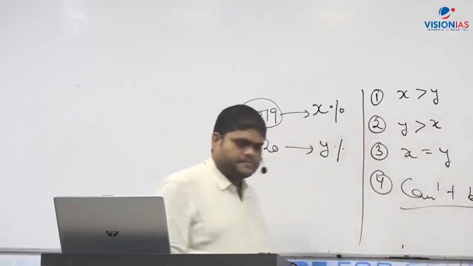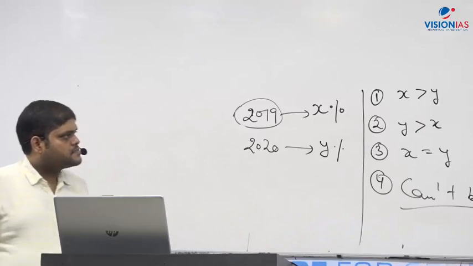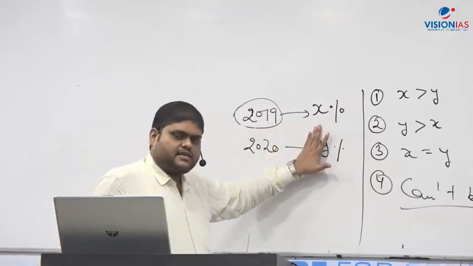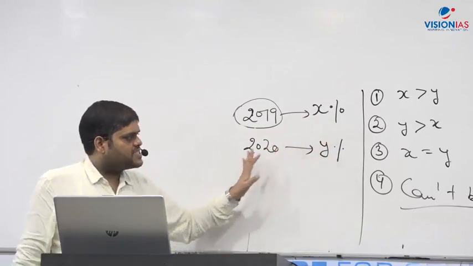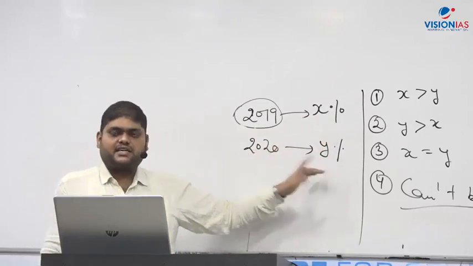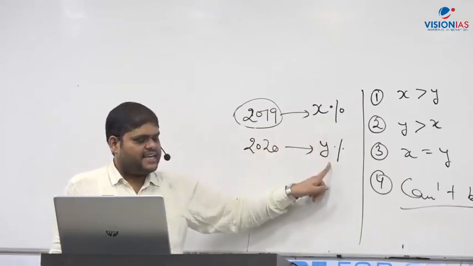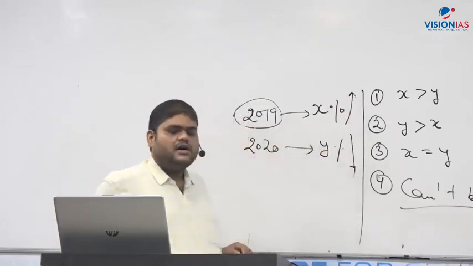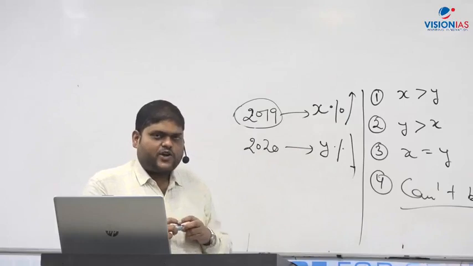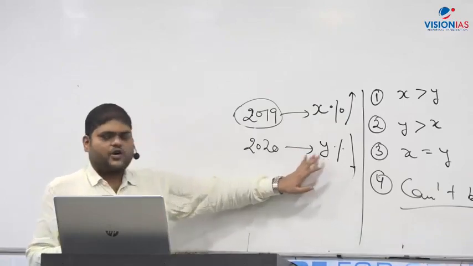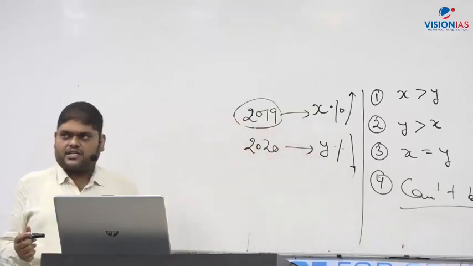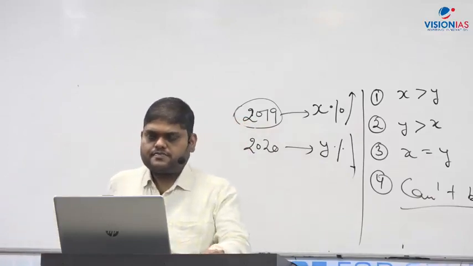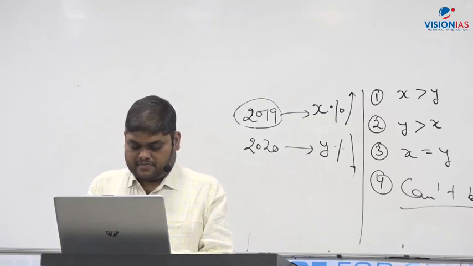Answer it. 2019 population increased by X%. 2020 population decreased by Y%. Here increase, here decrease, in such a way that the new population after decrement is equal to the starting population of 2019. Just solve this problem.